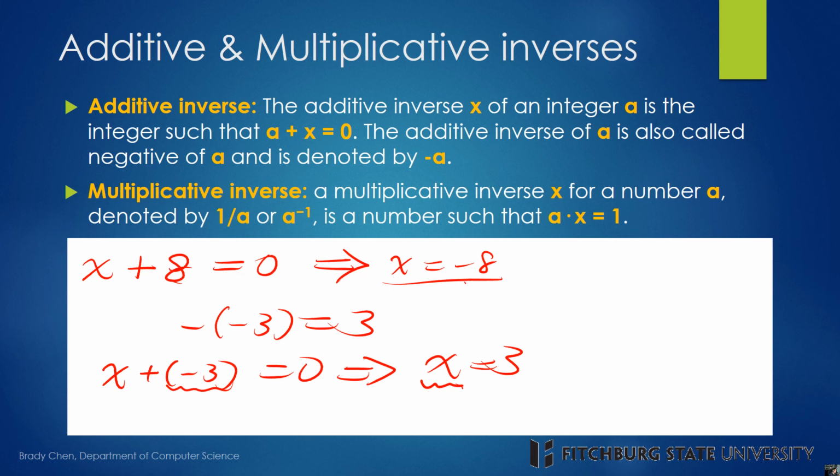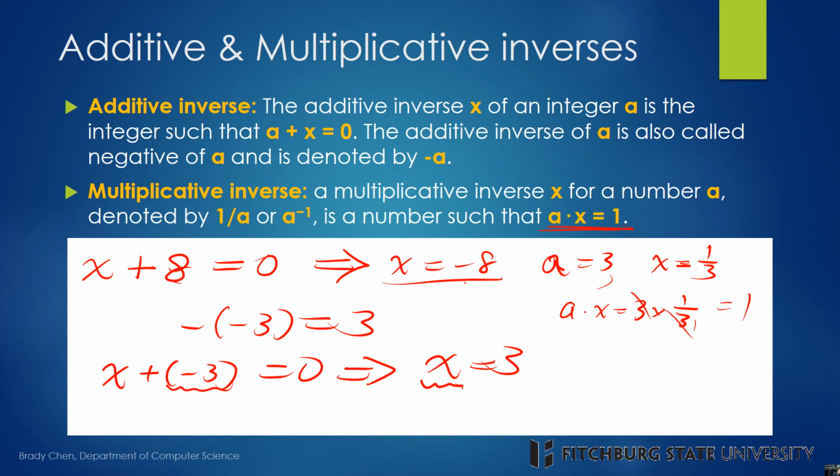Now for the multiplicative inverse, for any number a, it's a number x such that a times x is 1. Let's say a is 3. Now what's the number that, when multiplied by a, gives 1? So x is 1 over 3, right? Because a times x, 3 times 1 over 3, we can cancel out, then that's 1, right?